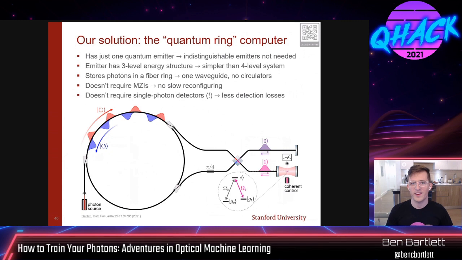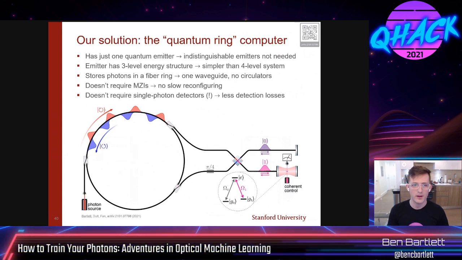And we can. Our solution is a paper that we just published last month on the arXiv, which we sort of nicknamed the quantum ring computer. And I'll talk about how this works, but the selling points are that it just needs one single controllable quantum emitter to operate. So you don't need to have indistinguishable emitters because there's only one of them. The emitter has just a 3-level energy structure instead of the 4-level energy structure that is used in the QPGA. And it turns out this is a lot simpler to experimentally fabricate.